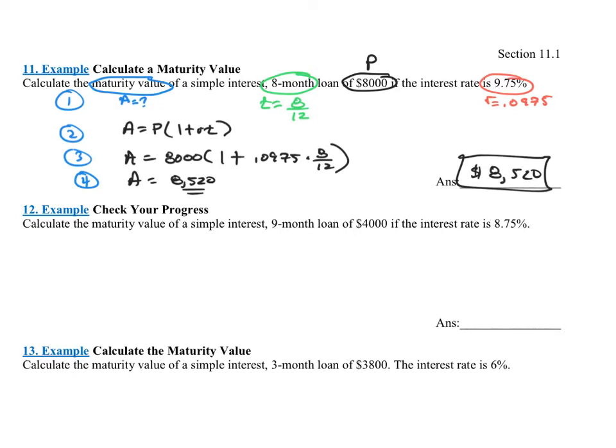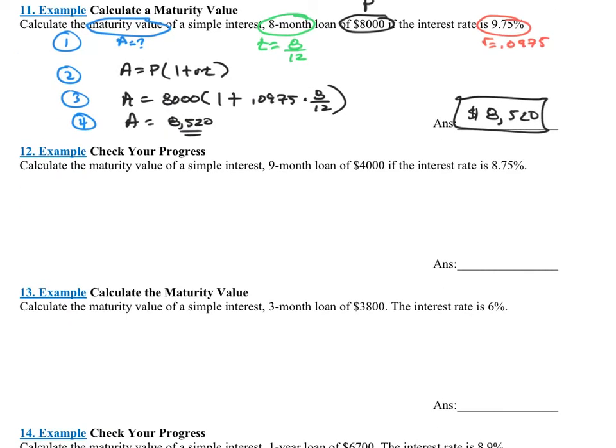Okay. Do the same for example 12. Calculate the maturity value of a simple interest 9-month loan of $4,000 if the interest rate is 8.75%. Okay. So it wants the maturity value. It doesn't know what A is. It gives us our time. This is monthly. Again, we have to assume that it's in terms of annual. So time, 9 months, is 9/12ths of a year.